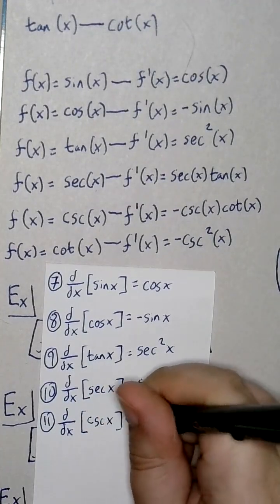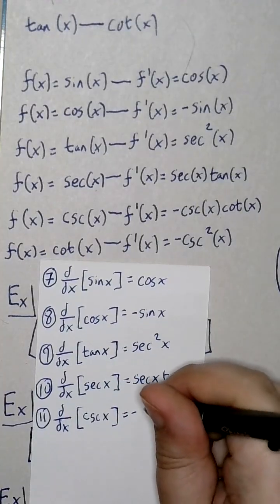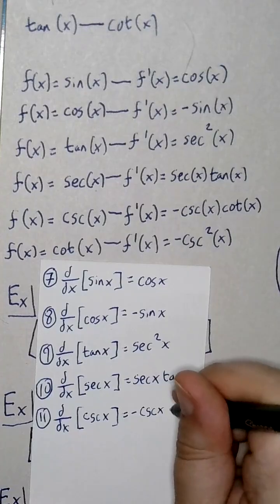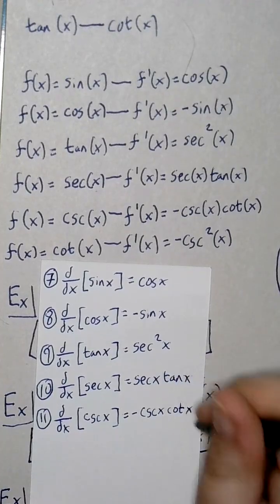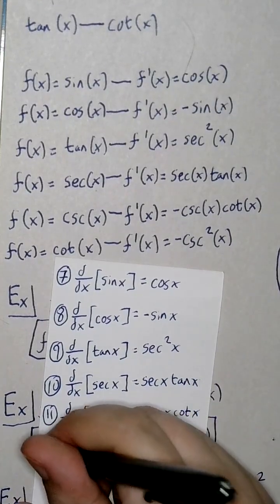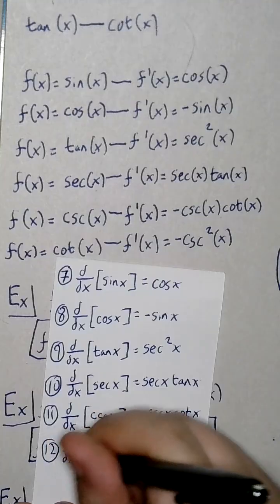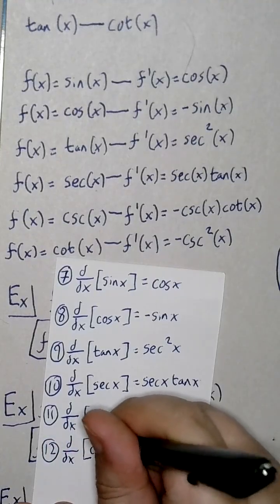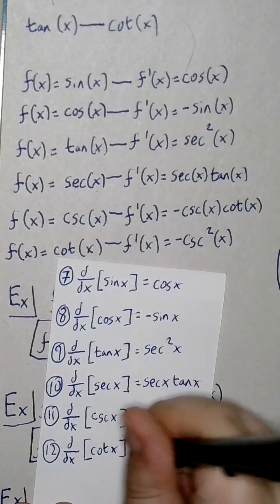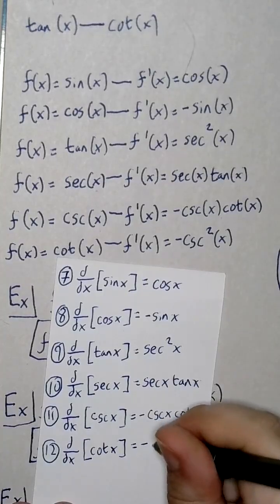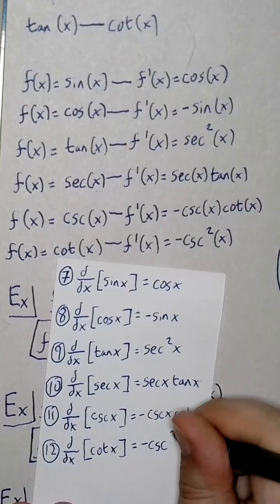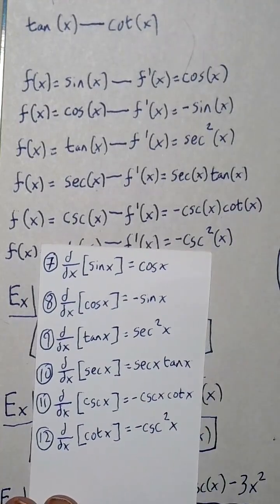Cosecant x is equal to negative cosecant x cotan x. Finally, the derivative of cotangent is negative cosecant squared x.